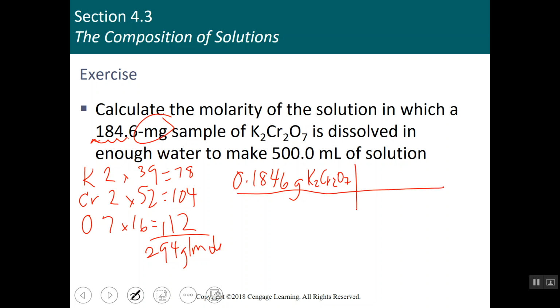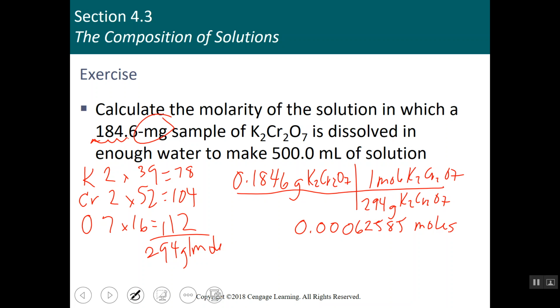So now we need to convert that to moles, so 294 grams of potassium dichromate in 1 mole of potassium dichromate. So if we take 0.184 and we divide that by 294, we get a very small number, 0.0006255. Now that tells us how many moles we have, so we just calculated that.